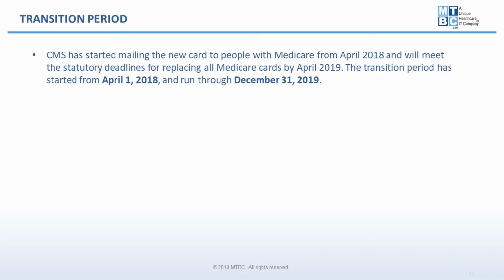Transition period. CMS has started mailing the new card to people with Medicare from April 2018 and will meet the statutory deadline for replacing all Medicare cards by April 2019. The transition period started on April 1, 2018 and runs through December 31, 2019.